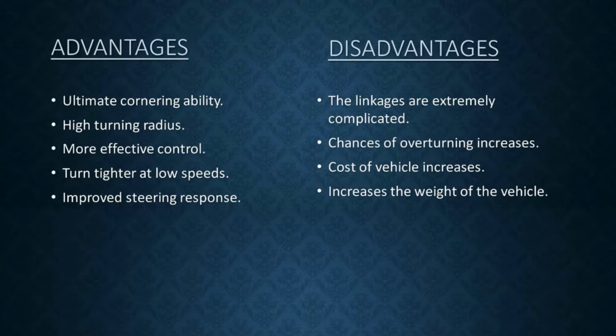I am going to explain the advantages and disadvantages of the Ackermann steering system. The advantages are: it has ultimate cornering ability, it has a high turning radius, and it has improved steering response. The disadvantages are: it increases the weight of the vehicle, it also increases the cost of the vehicle, and its linkages are extremely complicated.